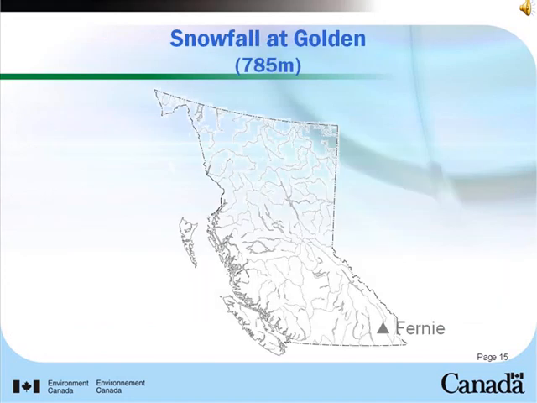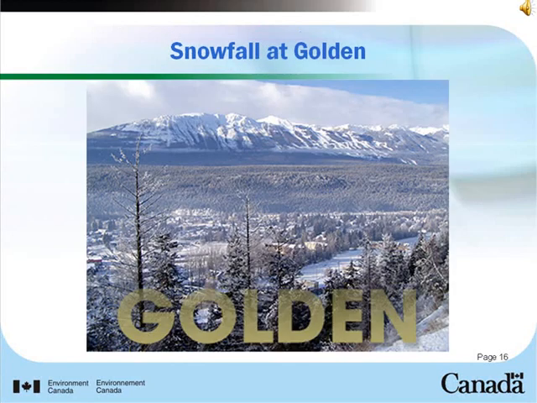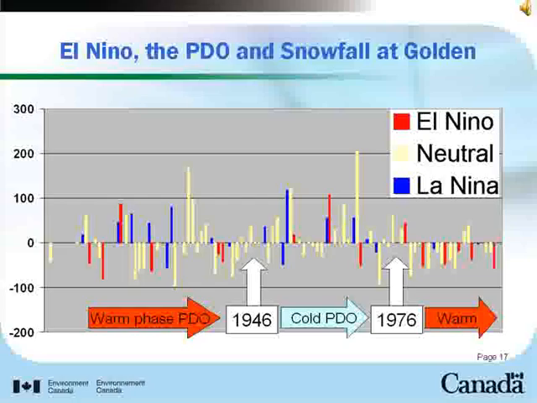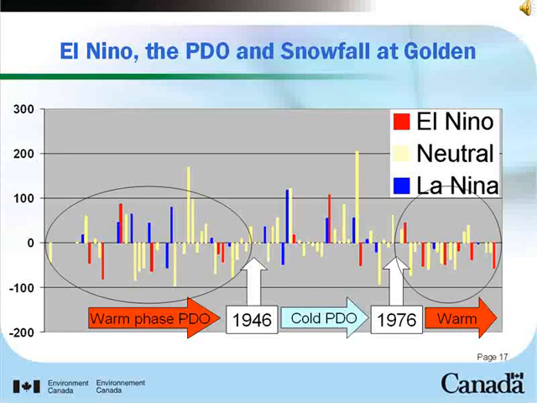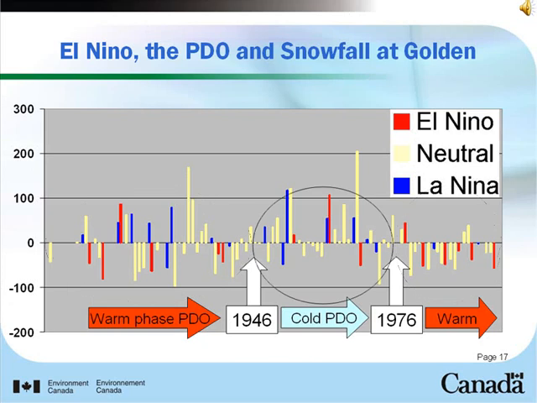To the northwest of Fernie lies Golden at about 785 meters. Golden is another valley station, and Environment Canada records date back to 1902. El Nino and PDO effects on snowfall at Golden mirror the Fernie graph. At Golden, during warm phase PDO, more frequent El Ninos are correlated with reduced snowfall. During the cold phase PDO, more frequent La Ninas are correlated with greater than normal snowfall.